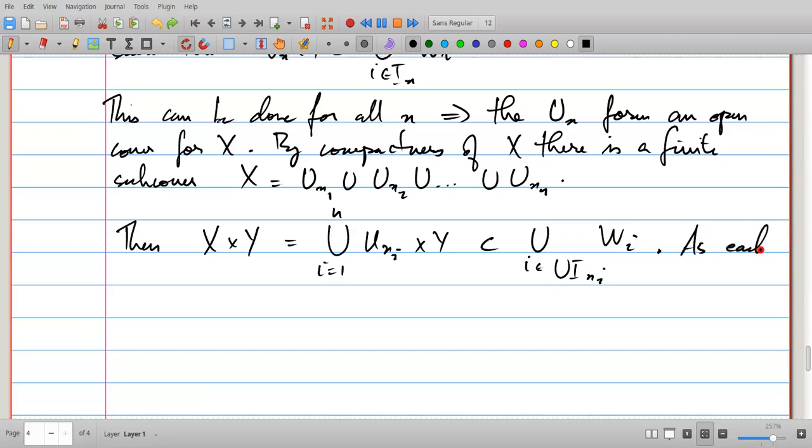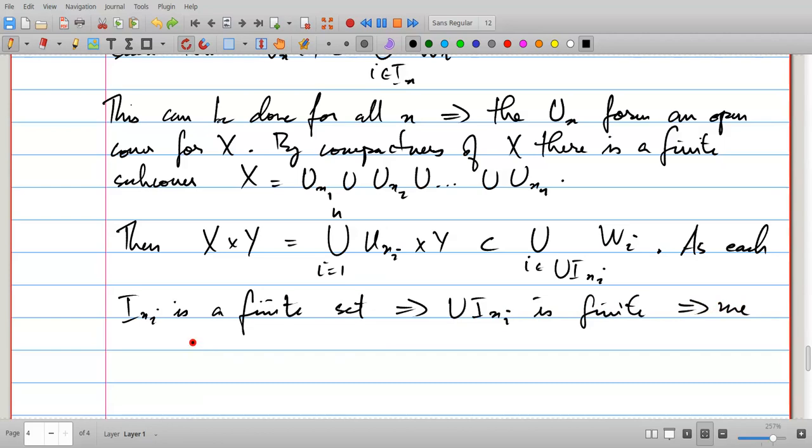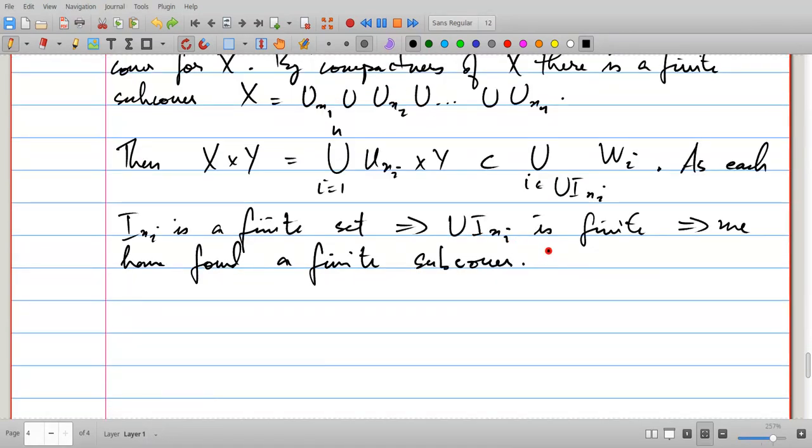So as each IXI is a finite set, this implies the union is finite. This implies we have found a finite subcover. So this completes the proof of the theorem.